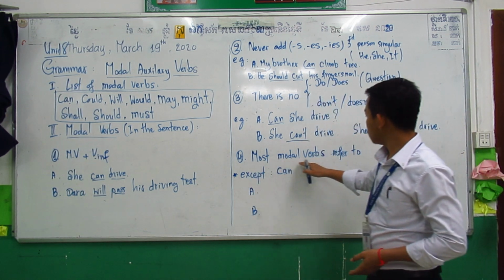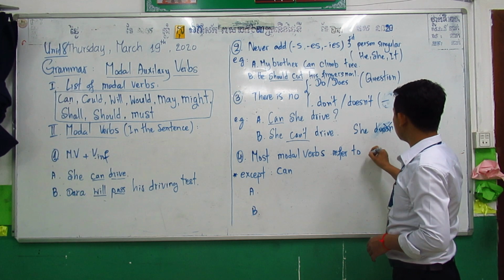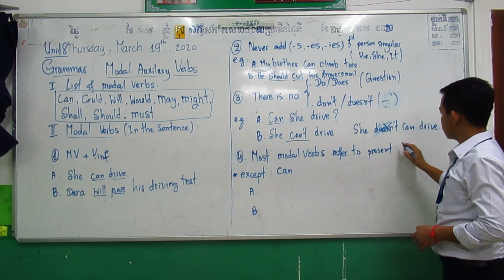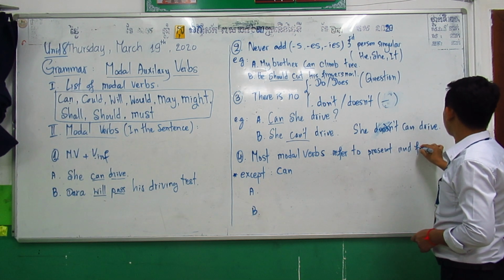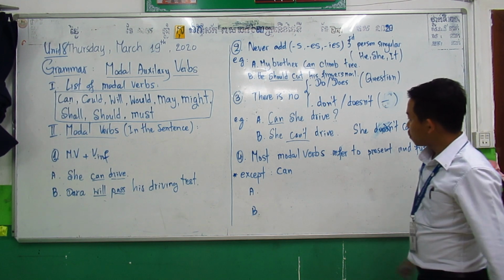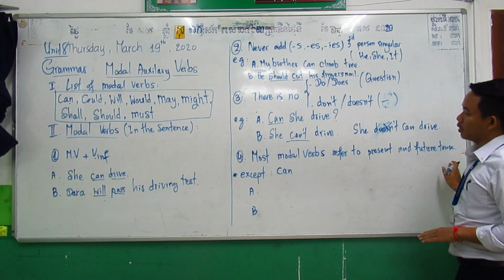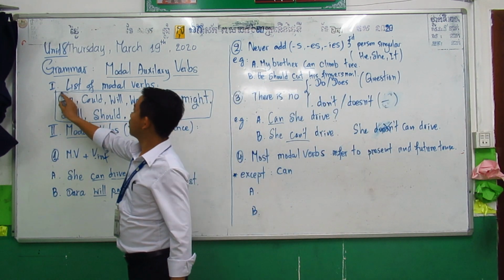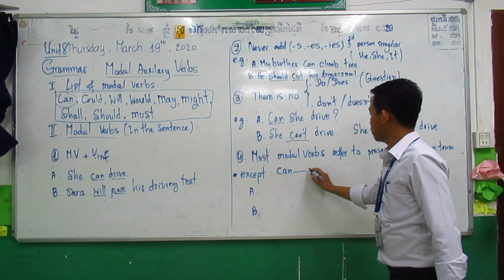Number 4, most modal verbs refer to present tense, and present and future, right? Most modal verbs we use only in present tense and future tense. Alright. It is except one modal verb, which is can. The past tense of can is could.